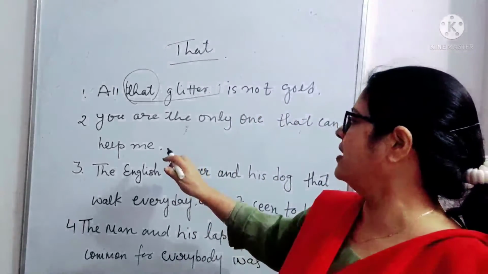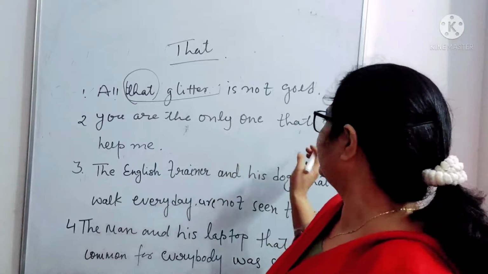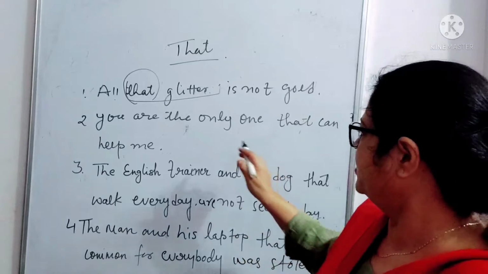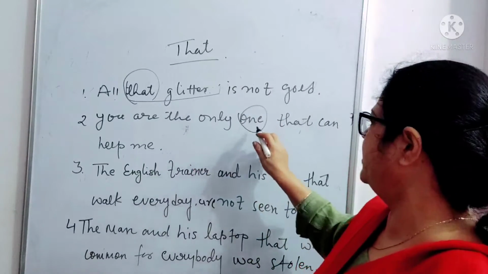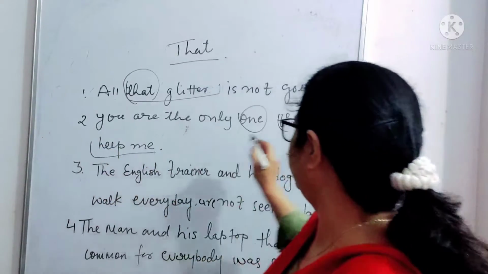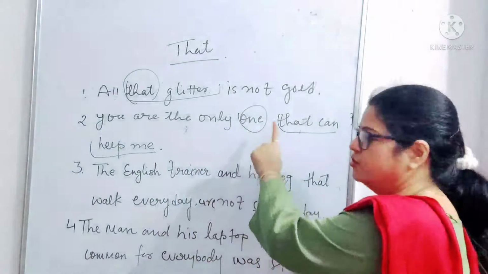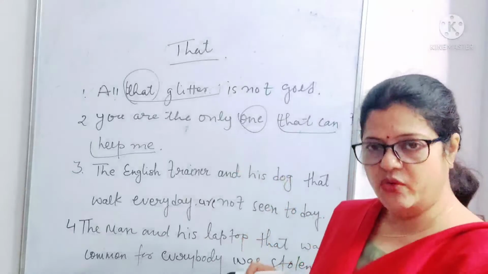Let's see the second one: you are the only one that can help me. So we are talking about only one person. You are the only one that can help me. This relative pronoun "that" is used for this person, "you are the only one." It means only one person.